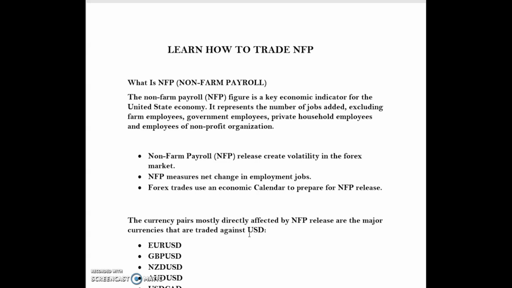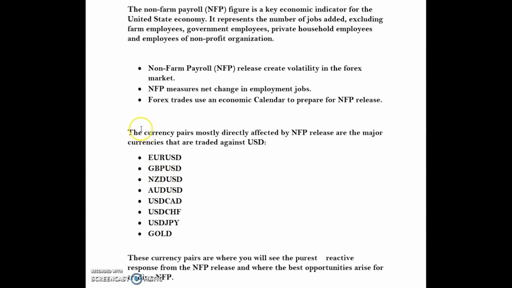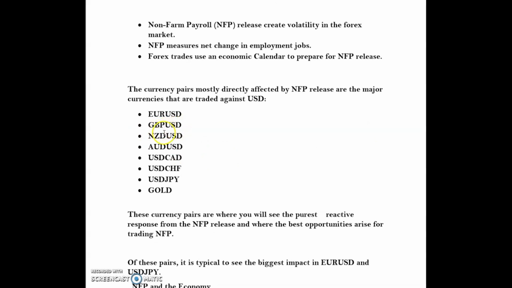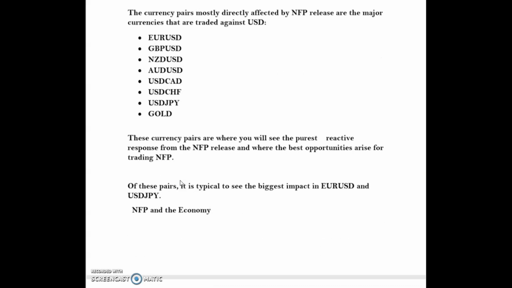Forex traders use an economic calendar to prepare for the NFP release. The currency pairs mostly directly affected by the NFP release are the major currencies that are traded against USD. So we have EUR/USD, GBP/USD, NZD/USD, AUD/USD, USD/CAD, USD/CHF, USD/JPY, and then we have gold. So these are the pairs that you are able to use for this strategy.